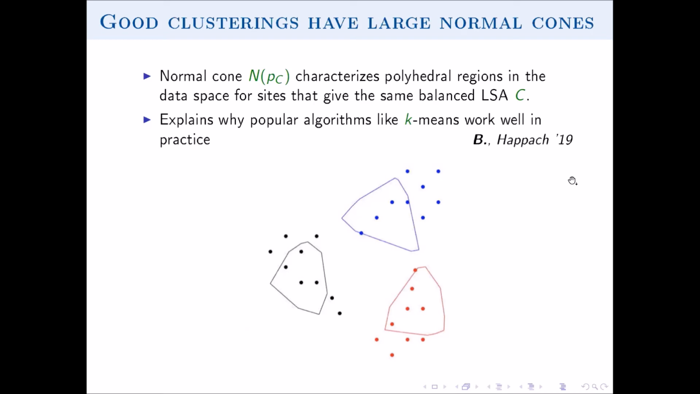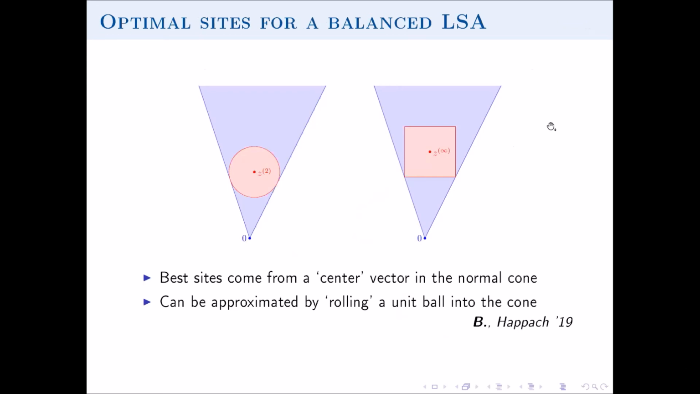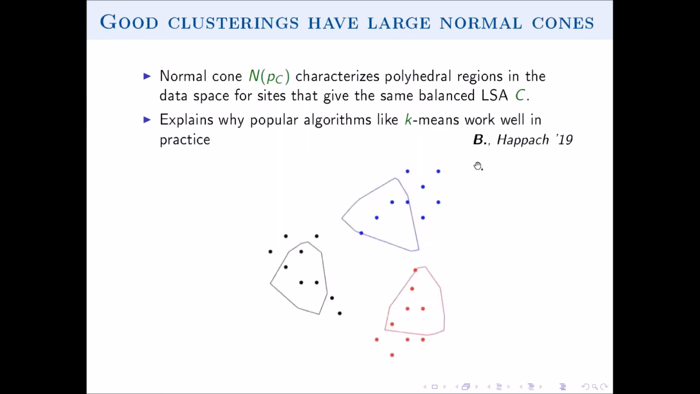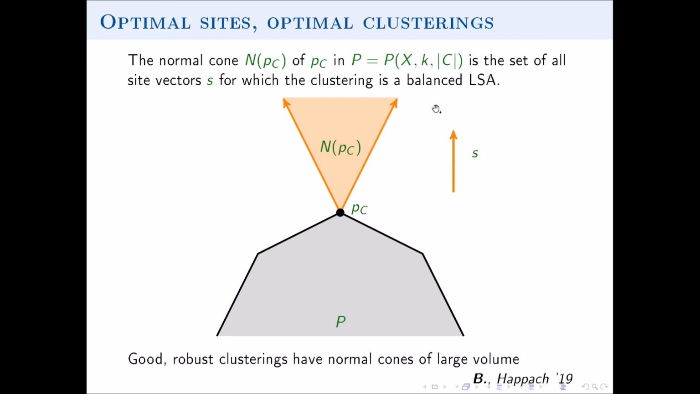I think there's a question. Yeah, I was just curious. I think there are these k-means algorithms where you iterate back and forth between the sites and the clusters, but those don't preserve the cluster sizes, right? I guess, in the polytope that you were looking at, you wanted fixed cluster sizes, is that right? So the measure for the best, the normal cone, comes from the fixed cluster size.